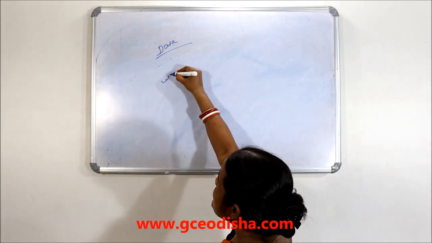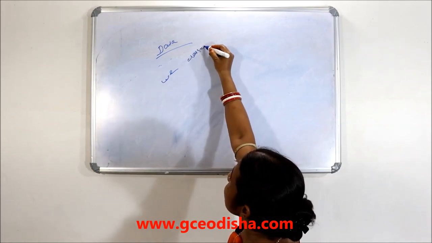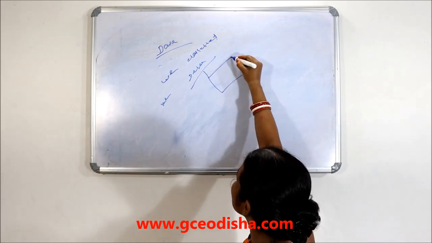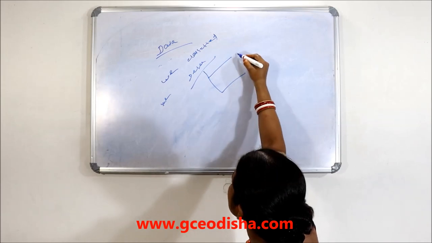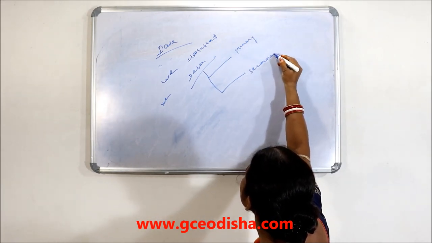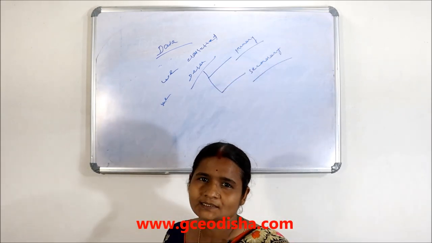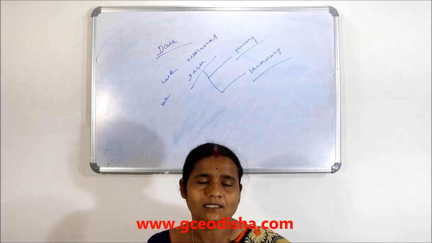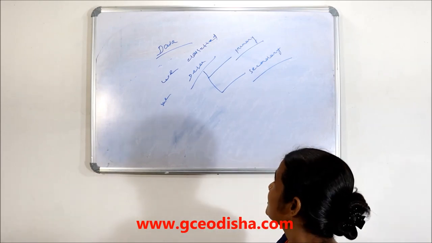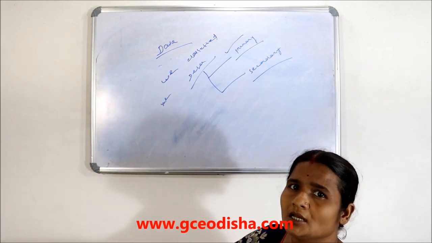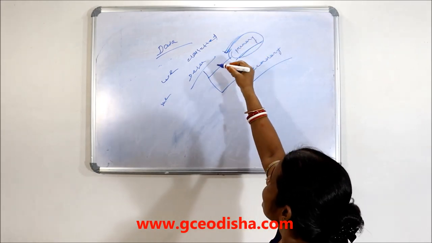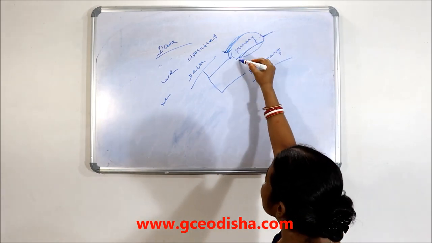Then we classify the data. It is divided into two parts: primary and secondary. Primary data means the data which is collected in our surroundings, in our day-to-day life. This data we can analyze and report. Whenever we want to change the data, at that time we can change the primary data.